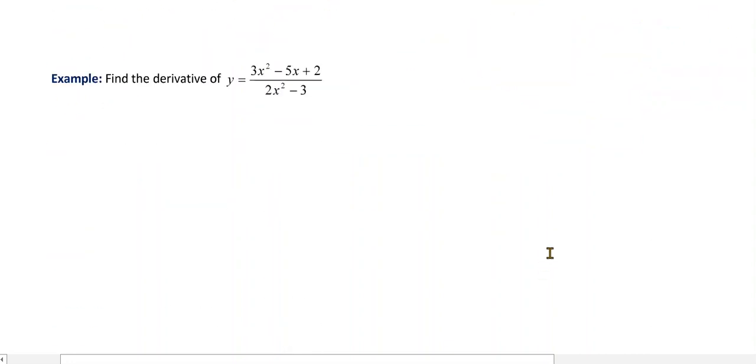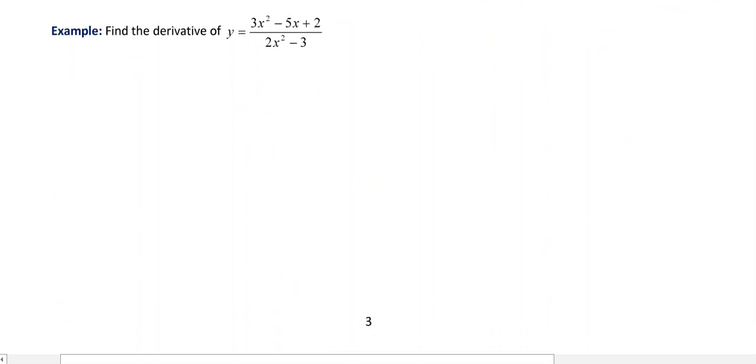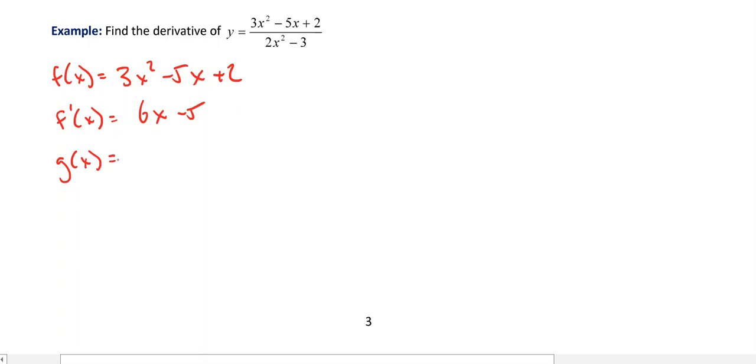In the next example, somewhat similar to this one, the numerator will become our f of x. So f of x is 3x squared minus 5x plus 2. The derivative of that will then be 6x minus 5. g of x is the denominator, 2x squared minus 3. So g prime of x is 4x.